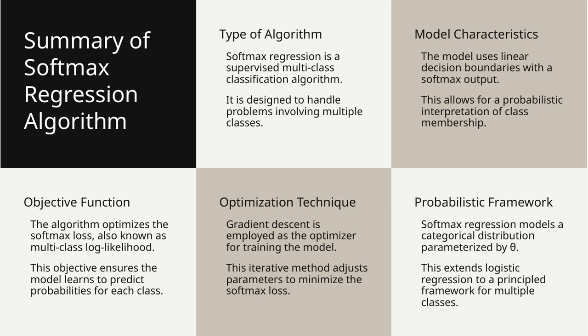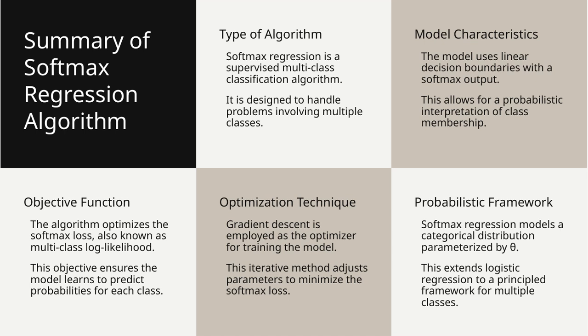The objective of the algorithm is to maximize the softmax likelihood, also called the multi-class log likelihood. This means the model learns by adjusting itself to assign higher probabilities to the correct classes, effectively improving its predictions over time. To train the model, we use gradient descent, an iterative optimization technique. It works by gradually updating the model's parameters to minimize the softmax loss, helping the model get better at predicting accurately. Finally, softmax regression fits into a probabilistic framework by modeling a categorical distribution parameterized by theta.